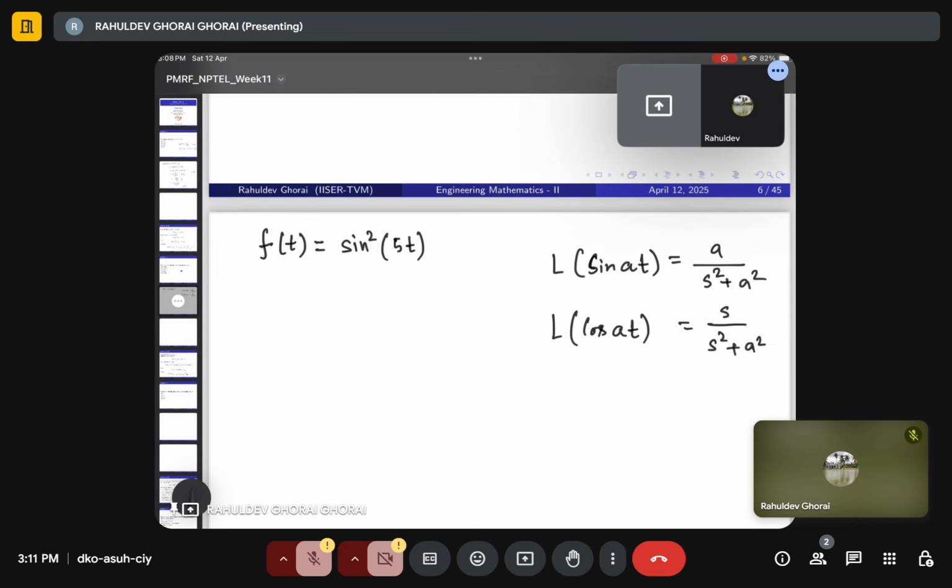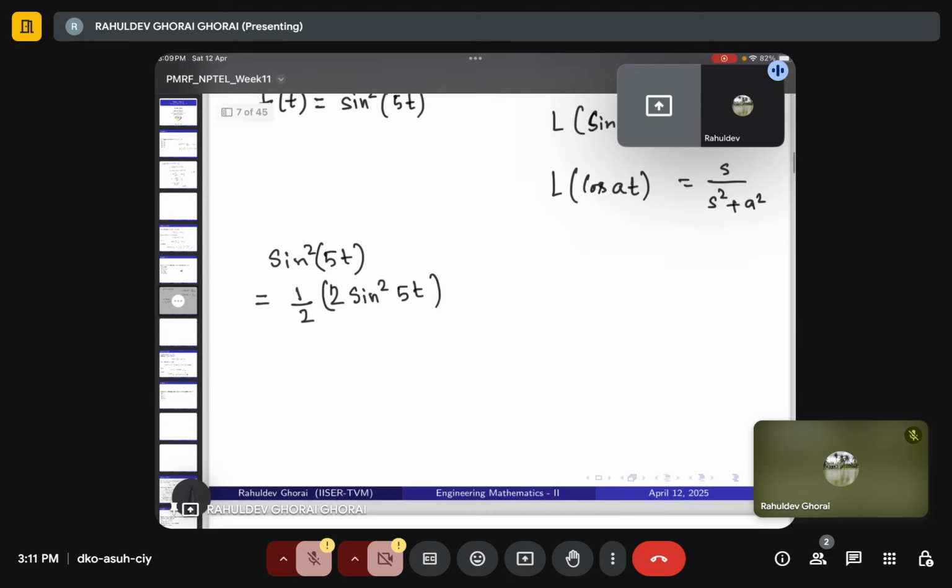So what will happen here? You can write sine square 5t as, let's say I put half times 2 sine square 5t. Again, this one you can write as half of 2 sine square 5t.